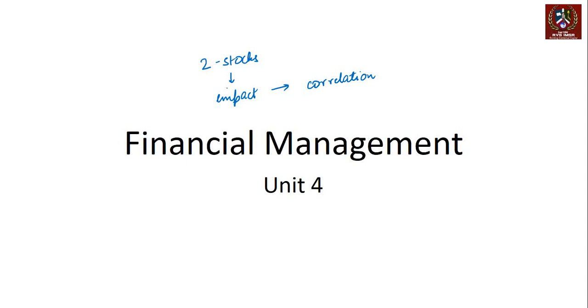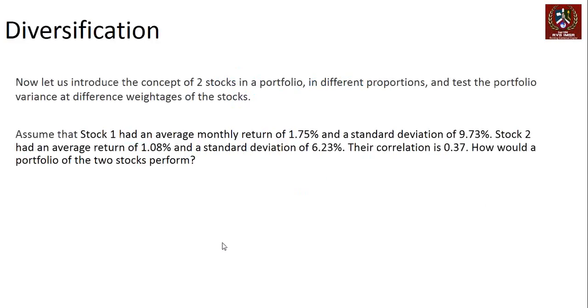For the purpose of this discussion, we're going to assume that there are two stocks in the portfolio, and these two stocks have different proportions, and we will look at what happens to the variance at different weightages. Let's assume stock 1 has a monthly return of 1.75% and a standard deviation of 9.73%. Let's say stock 2 had an average return of 1.08 and a standard deviation of 6.23. Correlation is 0.37. How will the portfolio of these two stocks perform, right?